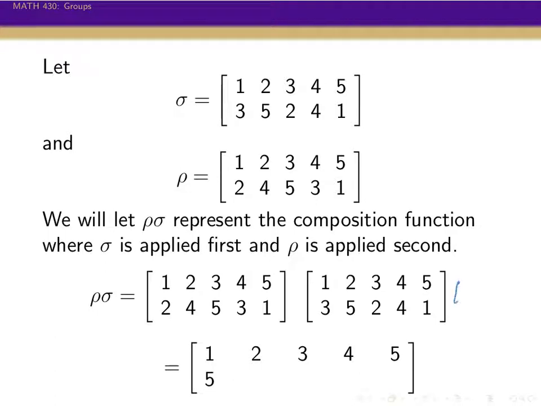Now we can think about what happens to 2. So 2 comes in and gets sent to 5. And then 5 comes back out, and once 5 gets plugged into rho, rho sends 5 to 1. So 2 ends up being sent to 1. And let's write that nicely. 3 in sigma gets sent to 2, and then 2 in rho gets sent to 4. So 3 traveling through this ends up at 4.